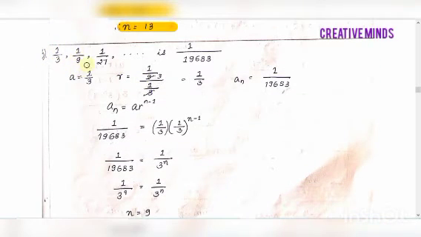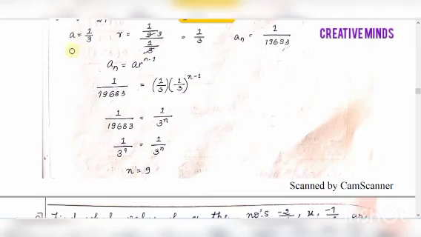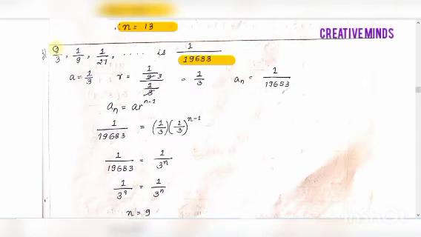1 by 3, 1 by 9, 1 by 27 up to 1 by 19683. So 19,683 is the last term. We have to find the value of n. Same problem as above. So a value is given. A is equal to 1 by 3.